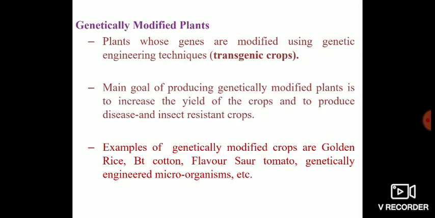Welcome back, dear students. Today our topic is genetically modified plants or transgenic plants. In this part, we will restrict our focus to BT crops because that is in our syllabus.